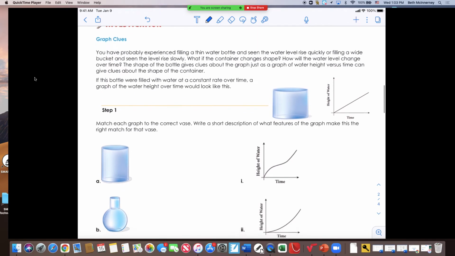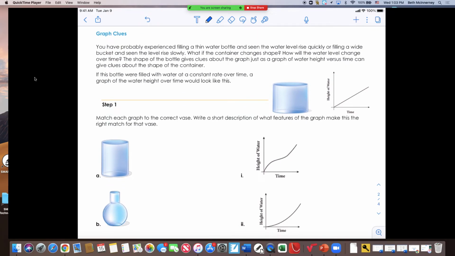It says, you have probably experienced filling a thin water bottle and seeing the water level rise quickly, or filling a wide bucket and seeing the level rise slowly. What if the container changes shape? How will the water level change over time? The shape of the bottle gives clues about the graph, just as a graph of water height versus time can give clues about the shape of the container. If this bottle were filled with water at a constant rate over time, a graph of the water height over time would look like this.